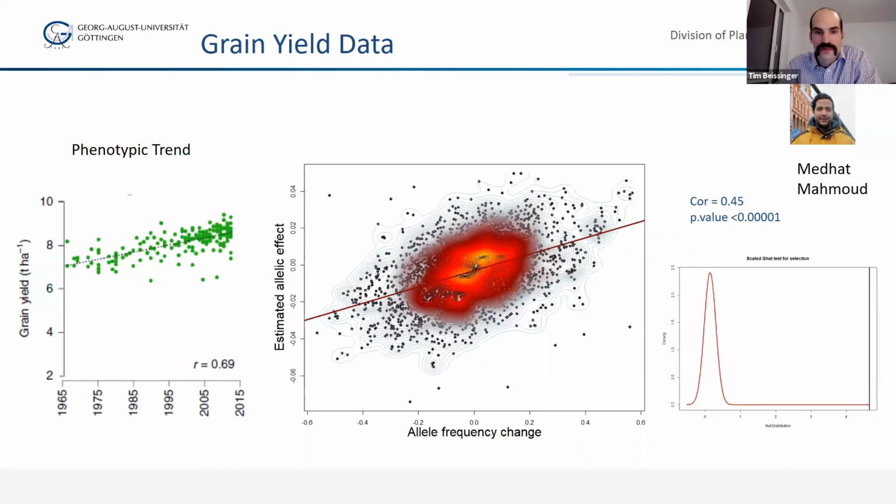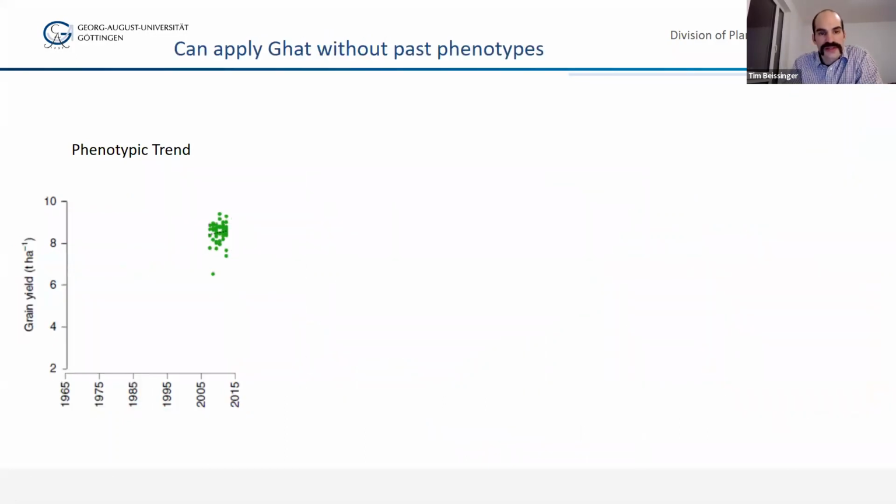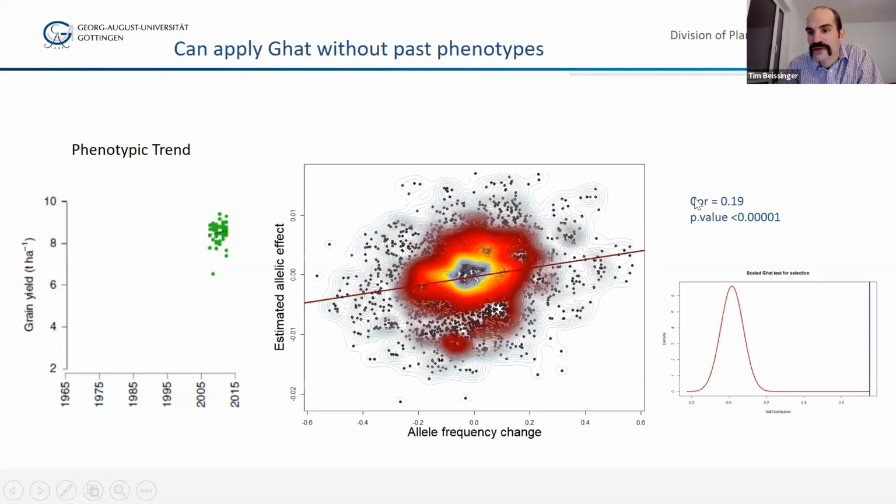But what was exciting was to take just the modern portion of that data. So here I just erased everything before, I think 2010, maybe, anyway, just the last few years of data, we reapplied the Ghat test without knowing anything about phenotypes from the past. And we said, can we still identify that there's been selection on grain yield when we don't have phenotypes from 1965, 75, 85, and so on? And sure enough, we still have very strong evidence of selection even when we're using only modern data.